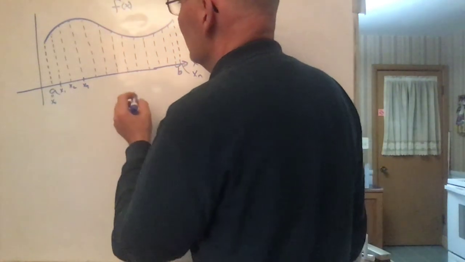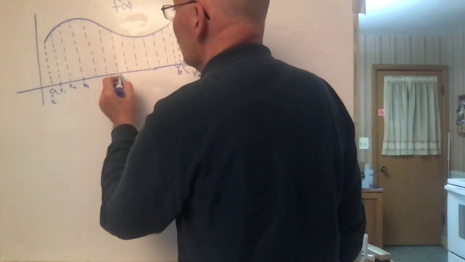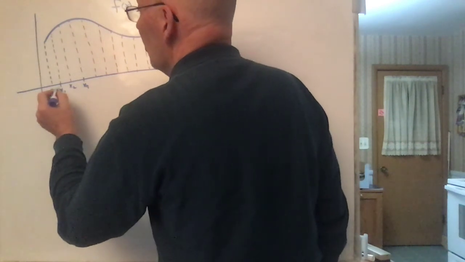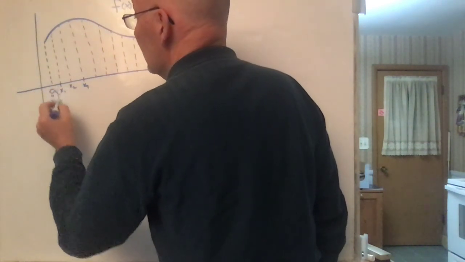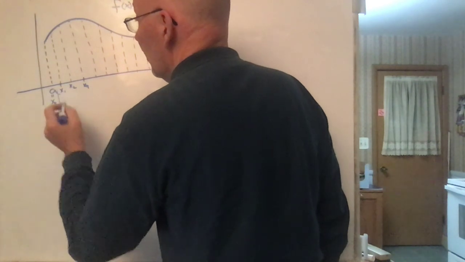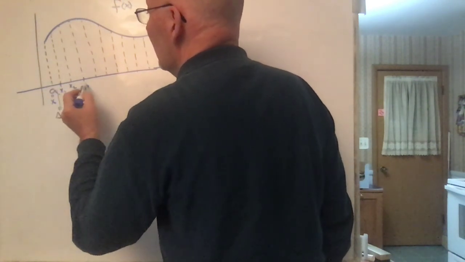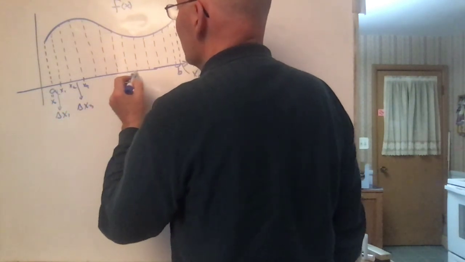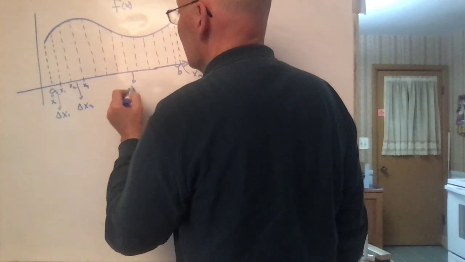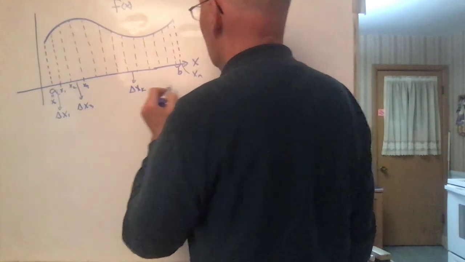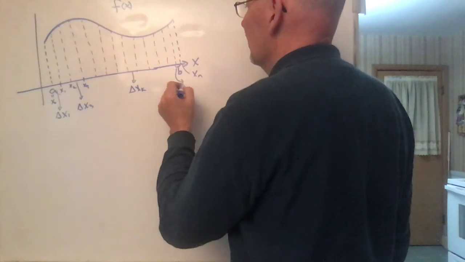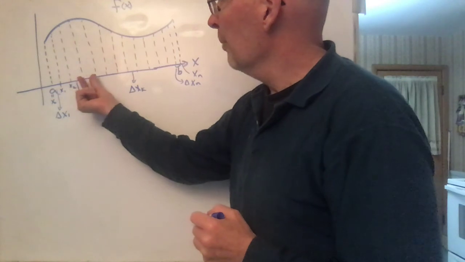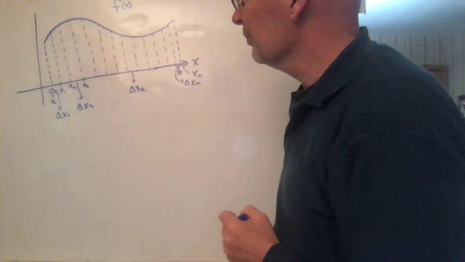And if we wanted to, we could talk about the little distance from one of these to another. So this little distance right here, from here to here, would be delta x sub 1. That's the distance from x1 to x naught. And this right here would be delta x sub 3. And this one right here might be a generic delta x sub k, and so on. This one right here would be delta x sub n. So those are the widths of the base of these different little intervals.